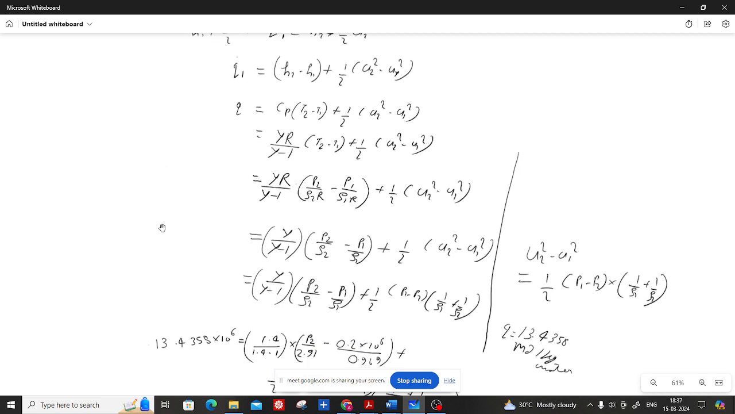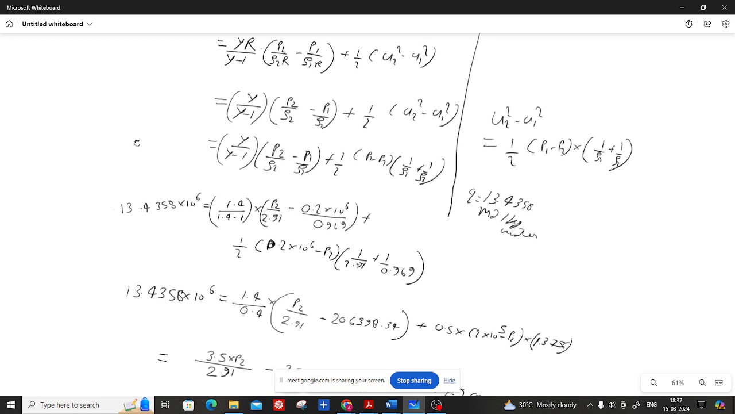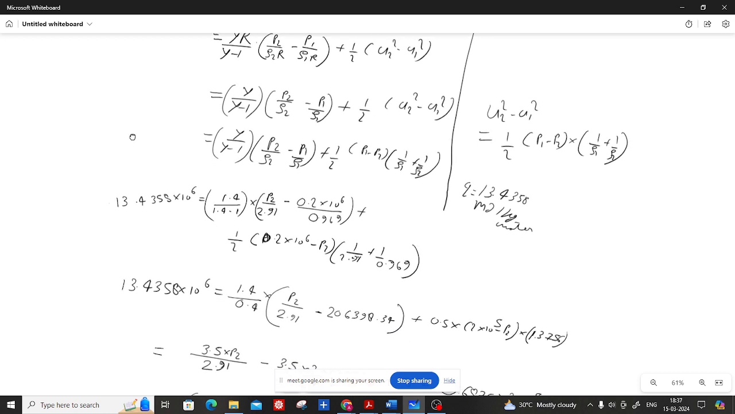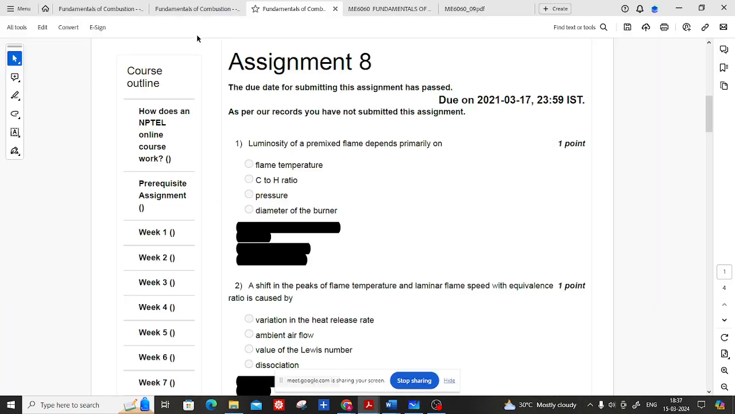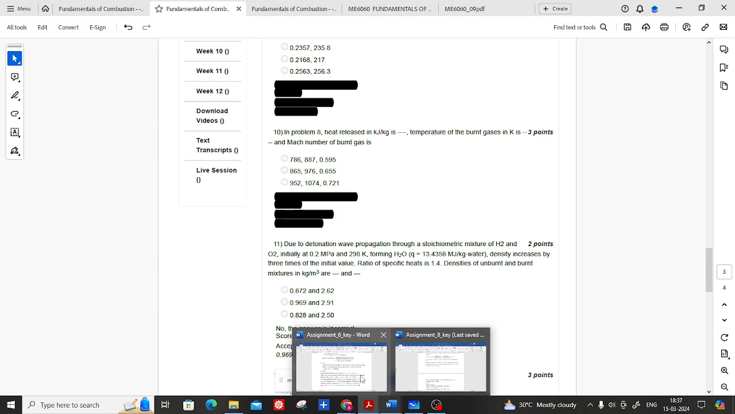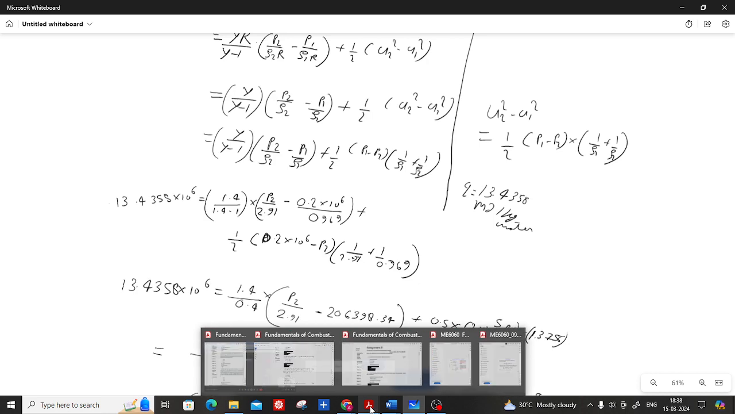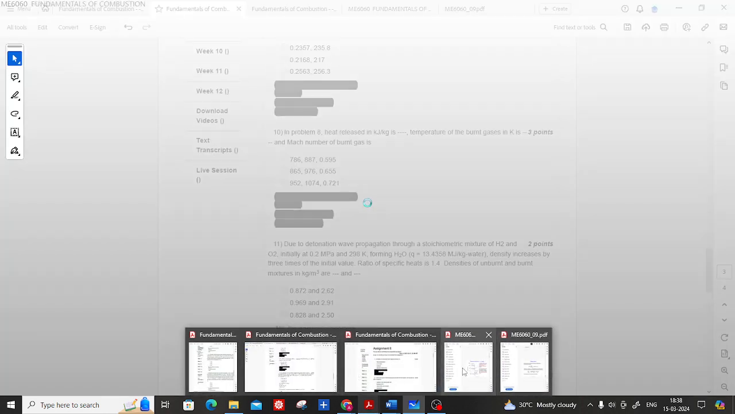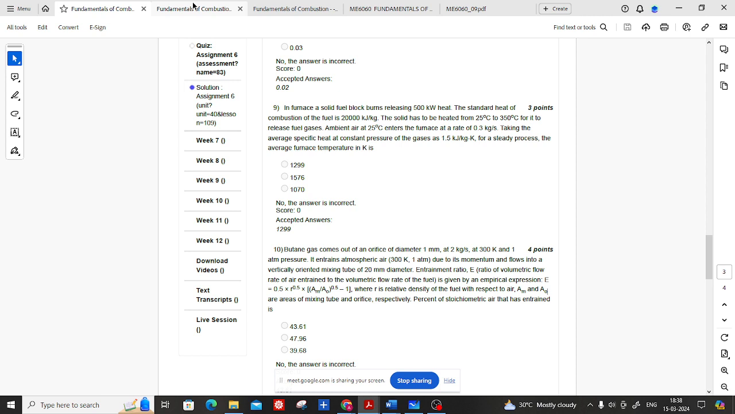Let us check. rho 2 p2 upon rho 2 minus p1 upon rho 1 by 2 into p1 minus p1 minus 0.2. The question is 0.2 megapascal only. 13.4358. I have to check, sir. Okay.